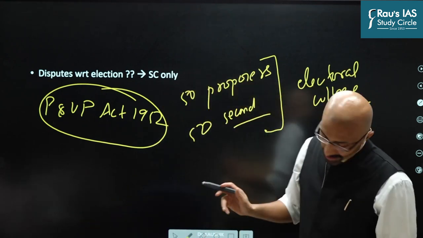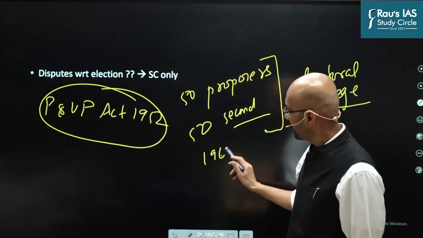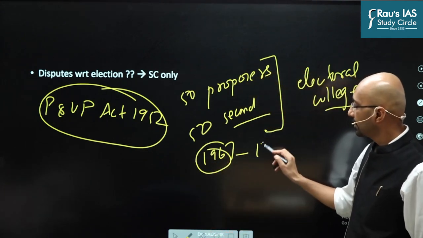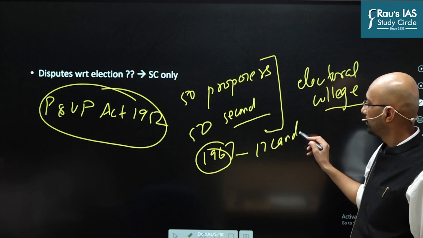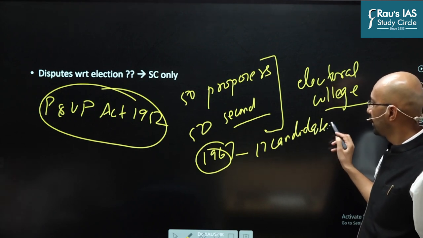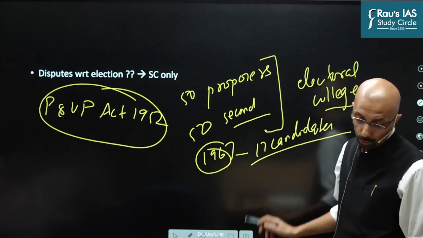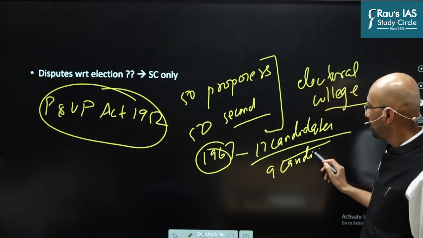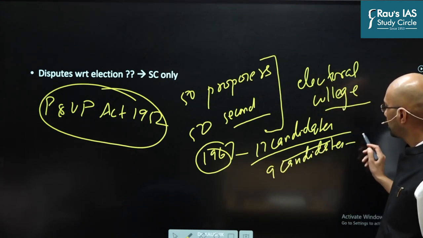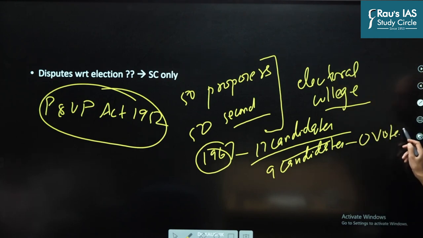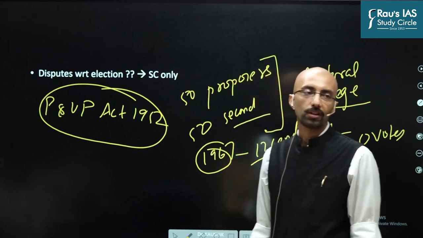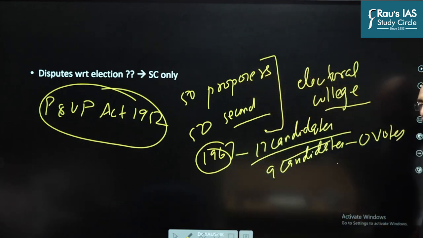Now, there have been some people in our country who are fond of contesting elections. In the 1967 presidential elections, when Dr. Zakir Hussain became President, 17 candidates had fought the election. 17 candidates. And guess what? Out of 17 candidates, nine candidates got zero votes. It means not even a single MP, not even a single MLA voted for them. Right?